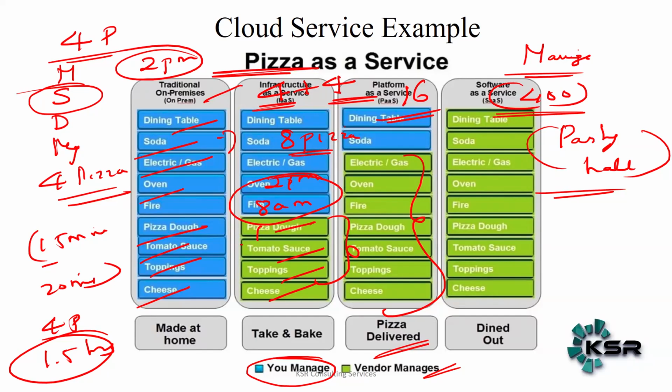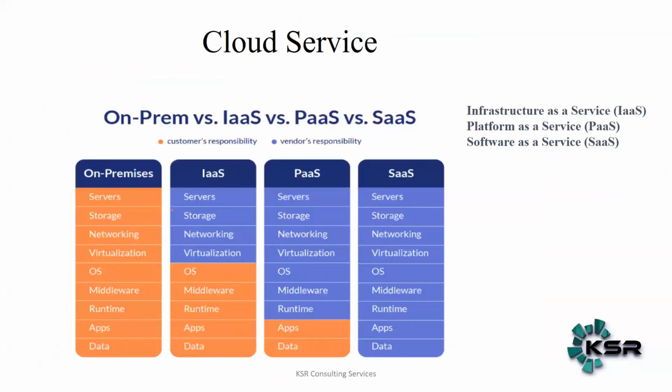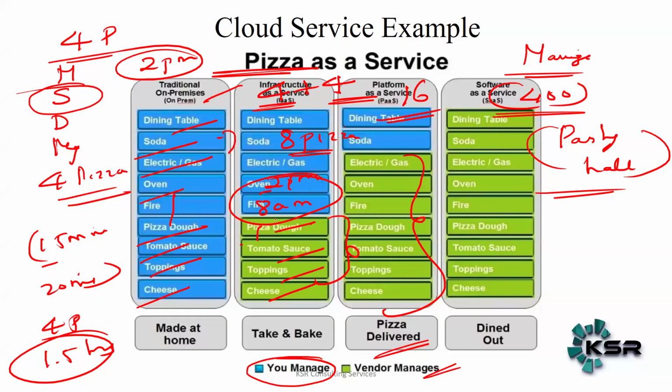Tell me, is 1 better, 2 is better, 3 is better, or 4 is better? Which one is better? It depends on the number. You need to tell. See, if you are saying 4 is better, then for 4 people, can I book a party hall?